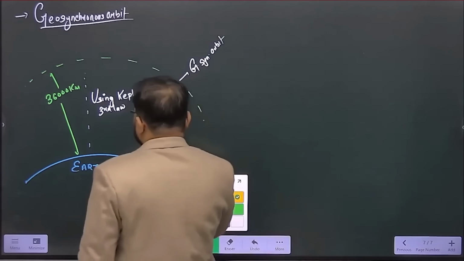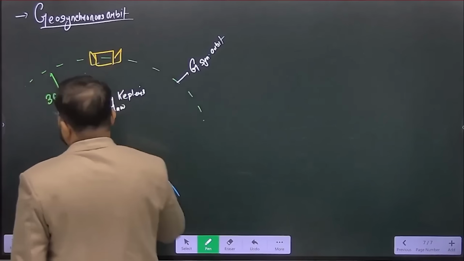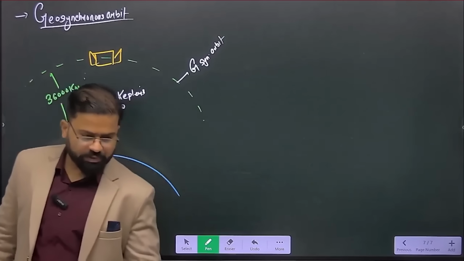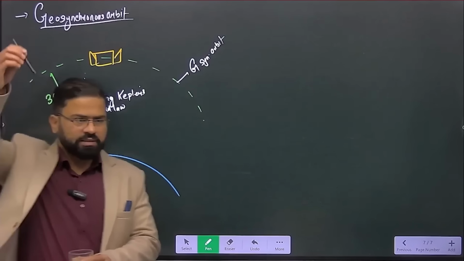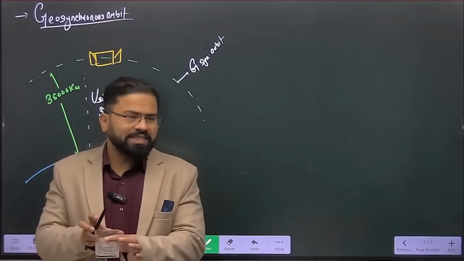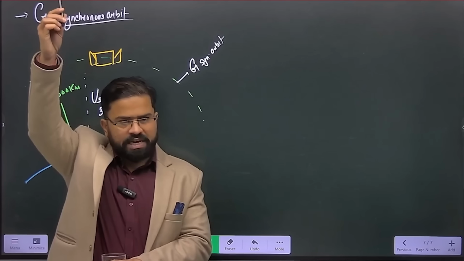If a satellite is parked here, what will happen? The satellite's rotational speed will match the rotational speed of the Earth. Suppose this region is the complete Earth itself, and this is Delhi. I have parked the satellite over this particular region, Delhi itself.